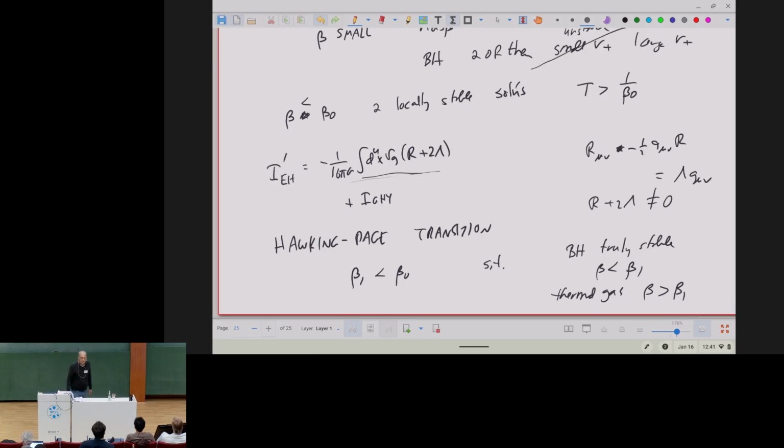So there are two locally stable solutions, but they exchange dominance as a function of the temperature at what's called the Hawking-Page transition. So one expects, therefore, that with beta less than beta naught, they're both locally stable, but one of them is absolutely stable, the other one should be metastable. So one expects that if you start the system in the wrong solution, it'll tunnel to the right one somehow. But to my knowledge, that tunneling process hasn't been described, and one doesn't have an estimate of its lifetime.